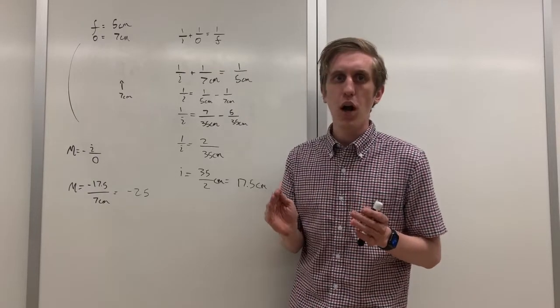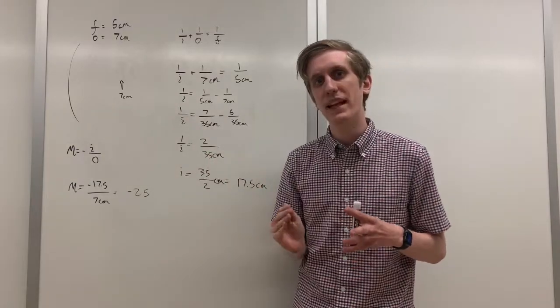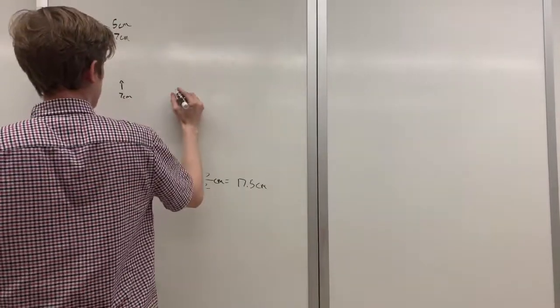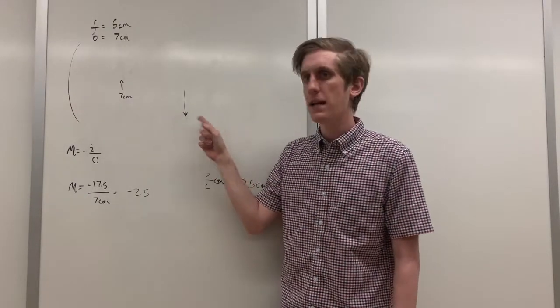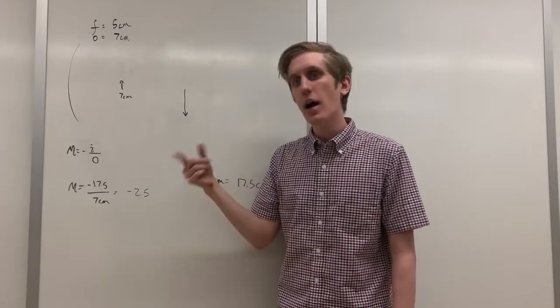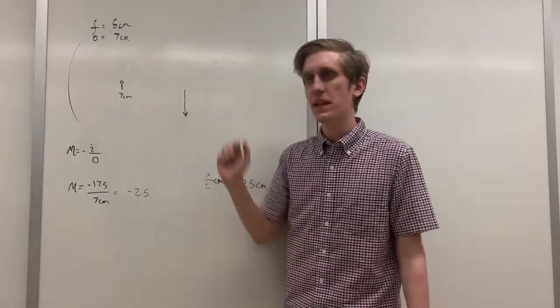If we were to draw what the image should look like on this diagram, it would look something like this. The image is 17.5 centimeters away from the mirror. It is upside down, and it is 2.5 times larger than the object.